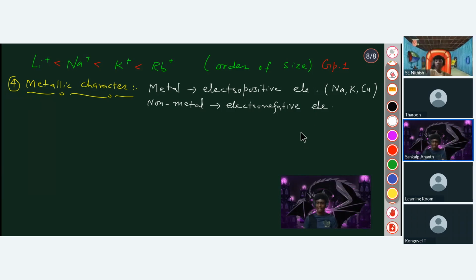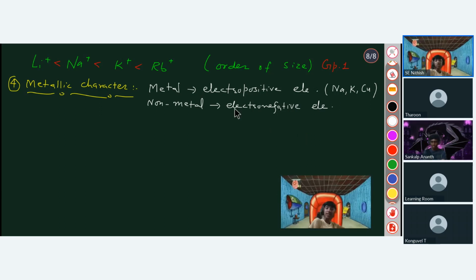Sir, is it right or wrong? You didn't use the keyword. This is the correct definition which I have written here. Any electropositive element will be your metal, and any electronegative element will be your non-metal. Just like fluorine, chlorine, hydrogen. These are all the non-metals because they are electronegative. Electronegative, what does it mean?